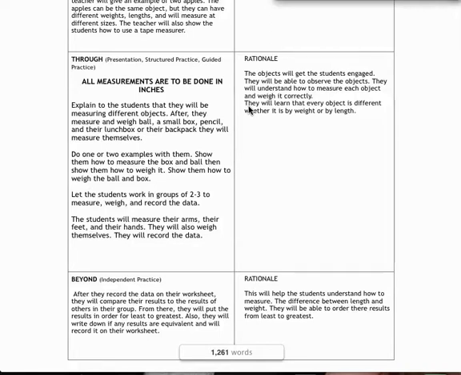My rationale for this part is that these objects will get the students engaged. They will be able to understand and observe objects. They will be able to know how to correctly measure each object and weigh it correctly. They will learn that each object is different, whether it's by weight or length or height. Hopefully they can distinguish these differences and classify them.